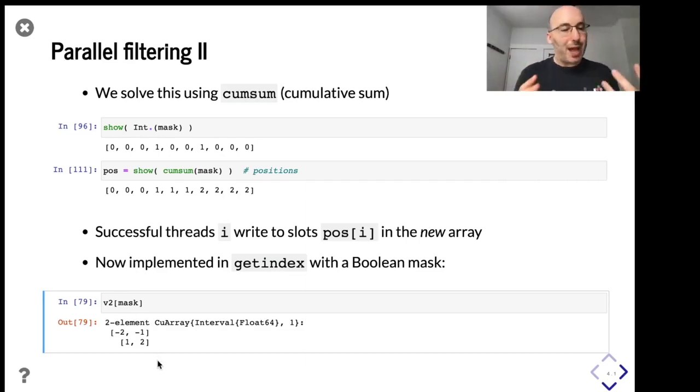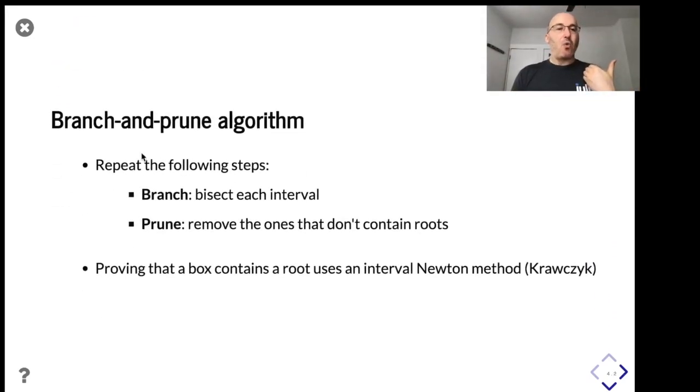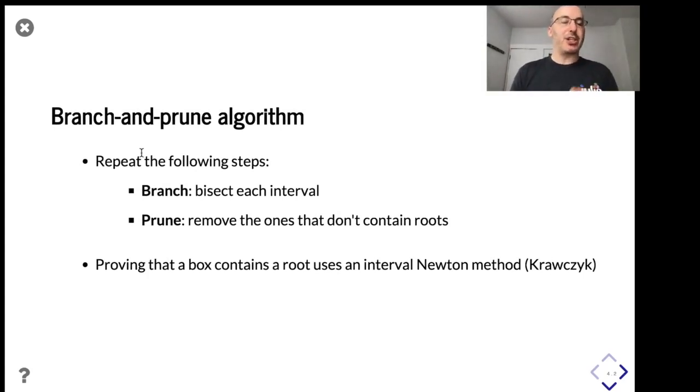And that's now implemented in a Boolean getindex on a GPU array as follows, and it returns the correct thing. So once we have that piece in place, we can run the entire algorithm, which is called a branch and prune algorithm, where we repeat the following steps. We take these intervals and bisect them, divide them into 2 pieces, doubling the number of intervals, and then apply f.(v) to calculate the images and remove the ones that cannot contain zeros. And then we have another step where we need to prove that a box does contain a root, and to do that we use an interval version of the Newton algorithm, which is called the Krawczyk method.